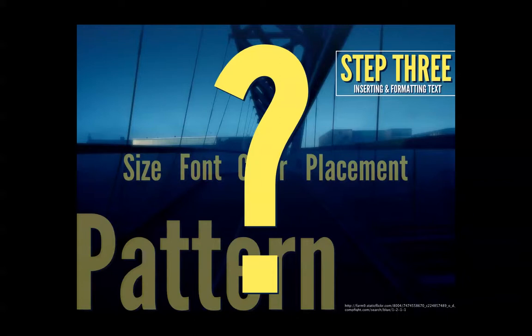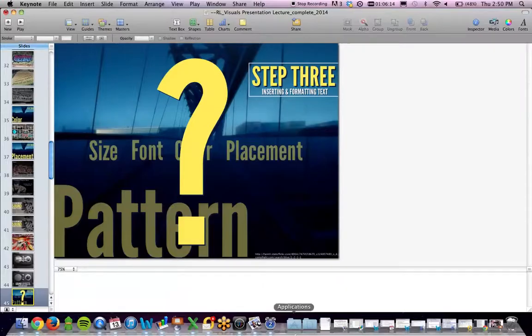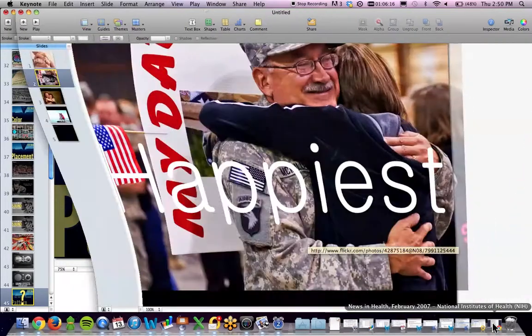Okay, so you probably noticed a problem, right? The negative space in every picture is not going to be in the same place. So how the heck am I going to create a pattern using size and font and color, and especially placement, if I have to put my text in the negative space? Well, I've got a couple of options.